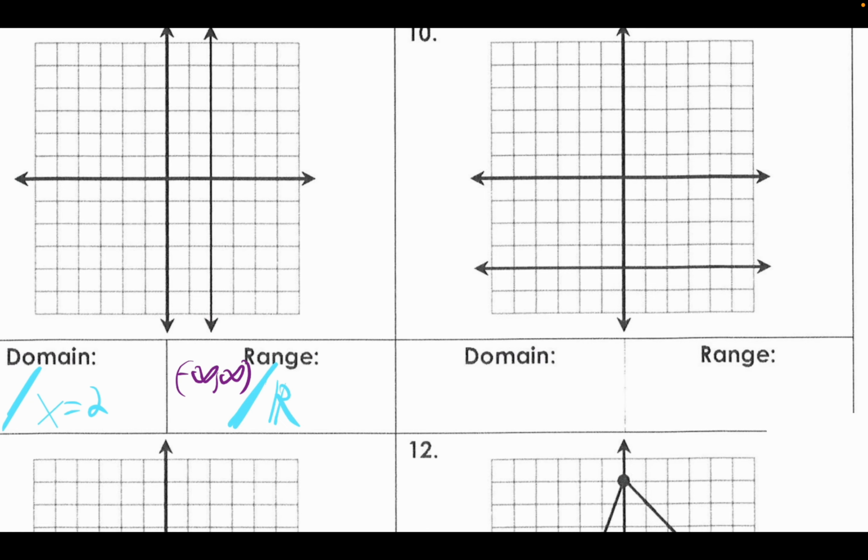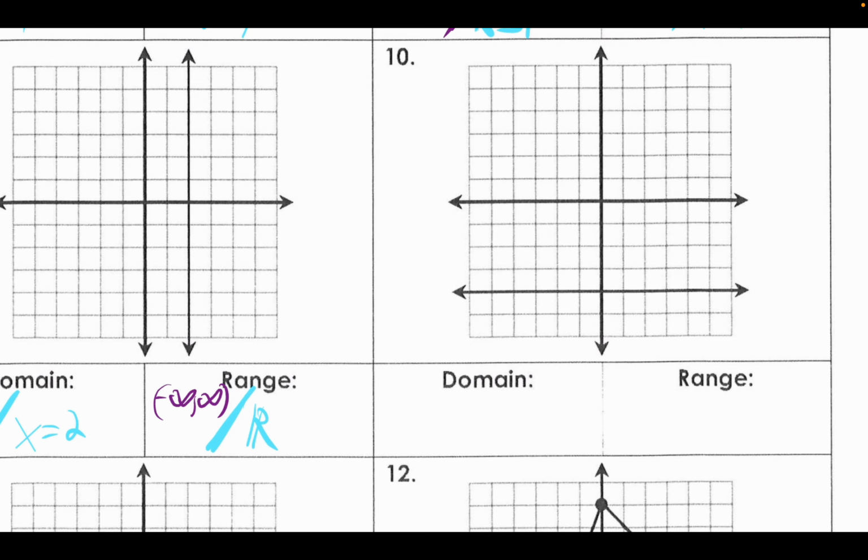On number 10, it's kind of the opposite end of the spectrum. Instead of being a vertical line, it's a horizontal line. And this horizontal line goes left forever, and it goes right forever with everywhere in between. So the domain is -infinity, comma infinity, or all real numbers.